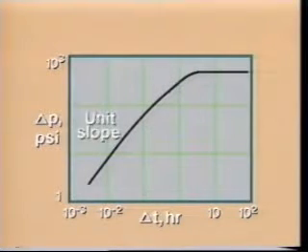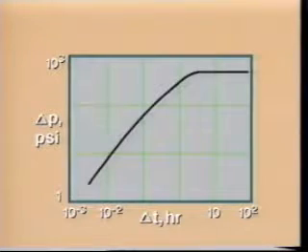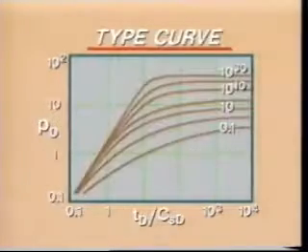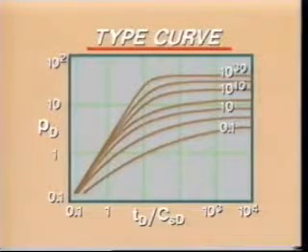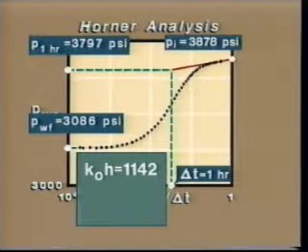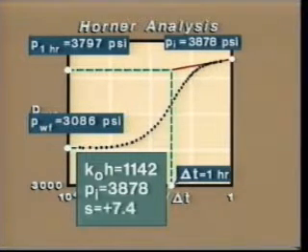In this case, because of the unit slope at early time and near straight line at later time, we have identified a model with wellbore storage, skin, and radial homogeneous flow. We then select a type curve that includes these reservoir system components. The next step is to draw a Horner plot. As we saw earlier, this will give us values of K sub OH, P sub I, and S, which we can then compare with the values generated by the type curve analysis.